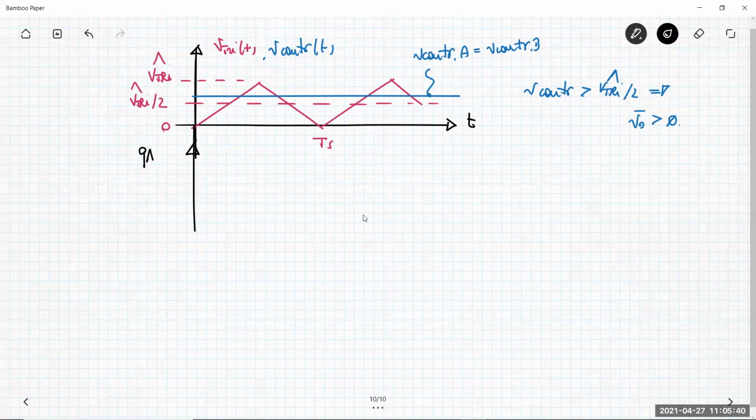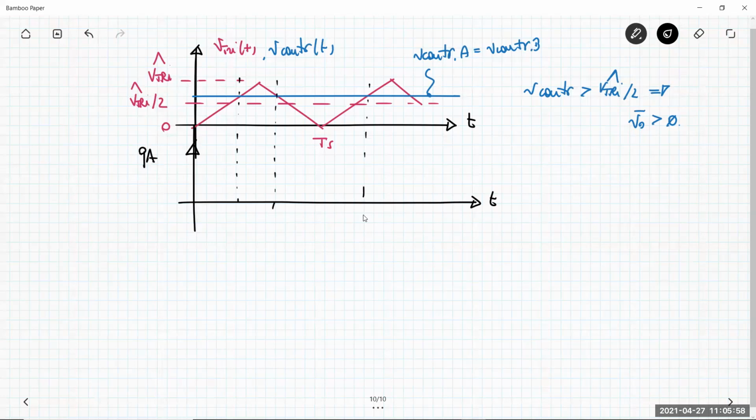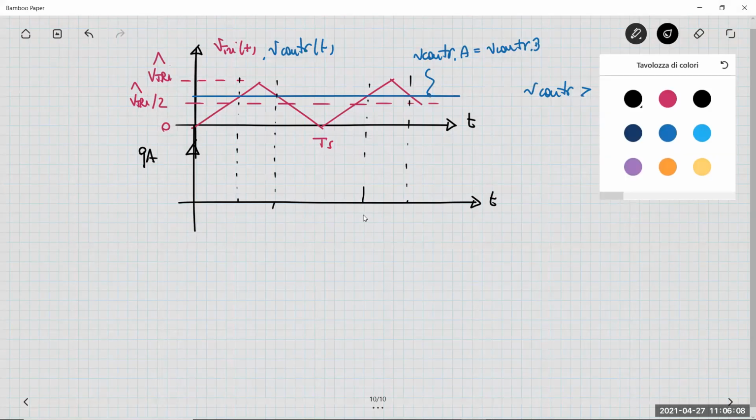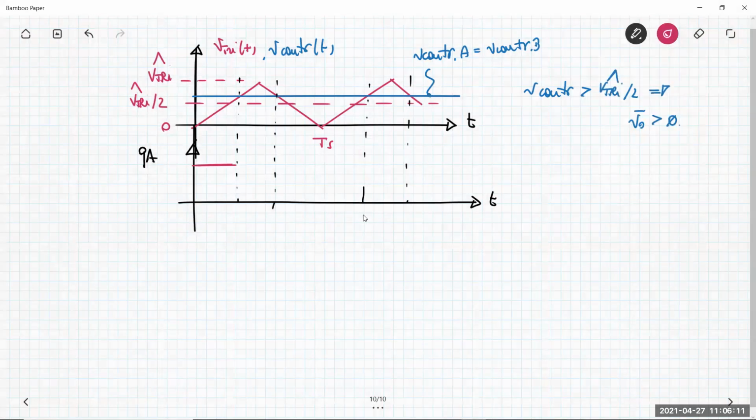So let's see what happens to the unitary switching function QA for the leg A. What do I have to use? I have to use the comparison between the blue control voltage for the leg A and the triangular waveform. And the law of generation of the unitary switching function is the standard usual law that we already employed in the past. When the control voltage is higher than the triangular one, then you get QA equal to 1. Otherwise, it will be 0.